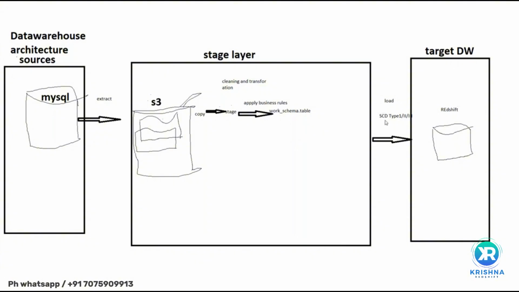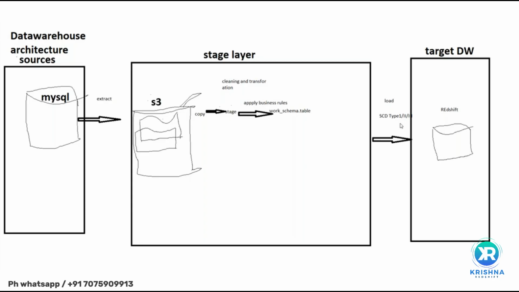So while loading, we'll implement SCD type 1, type 2, type 3. Okay, so this is our today's discussion. What is this SCD type 1, type 2, type 3? Generally in the interview, you'll be asked, do you know what is SCD? SCD means slowly changing dimensions.